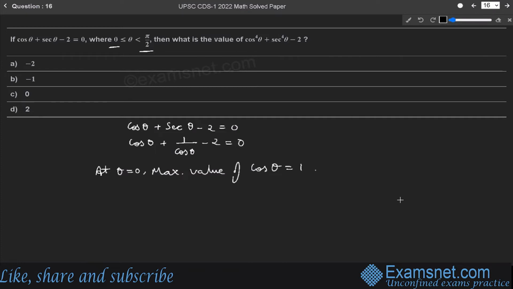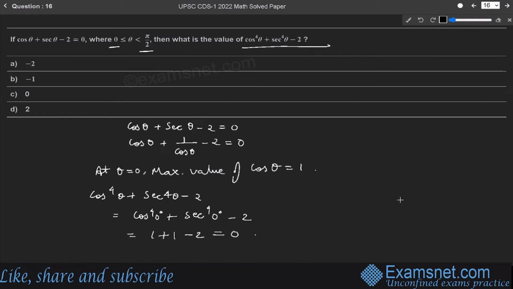Now we have to find the value of cos 4 theta plus sec 4 theta minus 2. So putting theta equal to 0 here, we will get cos 4 0 degree plus sec 4 0 degree minus 2, which will be equal to 1 plus 1 minus 2, which is 0. So we can say that the required value of this trigonometric expression is 0. So the correct option for this question is option number C.